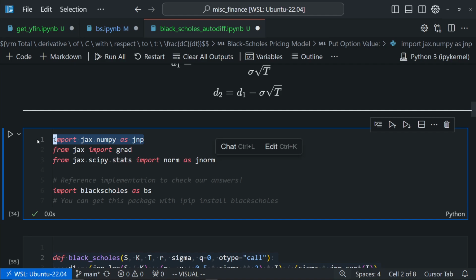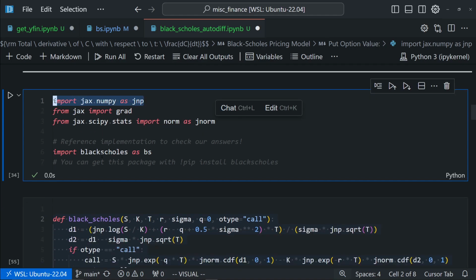Now, more or less, you can do import jax.numpy as JNP, and then you can use JNP as if it is NumPy. So you can do JNP.array, JNP.dotProduct, all sorts of things are implemented. And it's pretty much a full replacement.